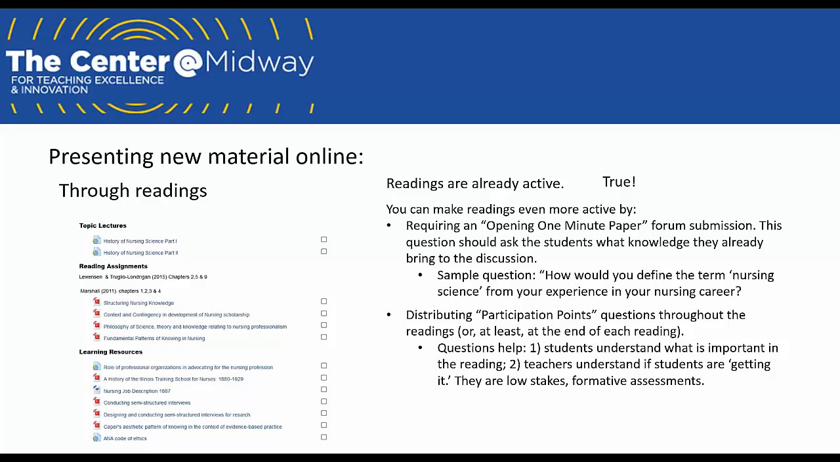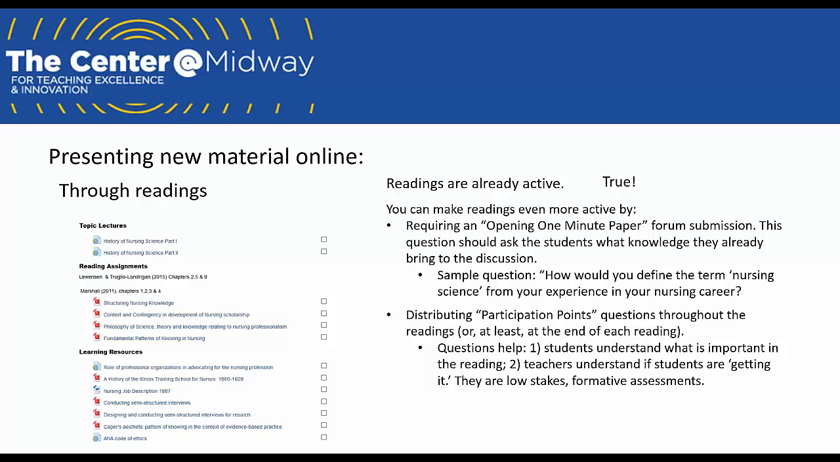The next thing that you might do to make readings more active in your online courses would be to distribute participation point questions throughout the readings, or at least at the end of each reading. Participation point questions, by that I mean the students have read one discrete topic, and then maybe you can ask some questions right after they finish that, questions that would demonstrate to you, if answered correctly, that the students understood what they were reading, kind of like a little mini quiz in there.